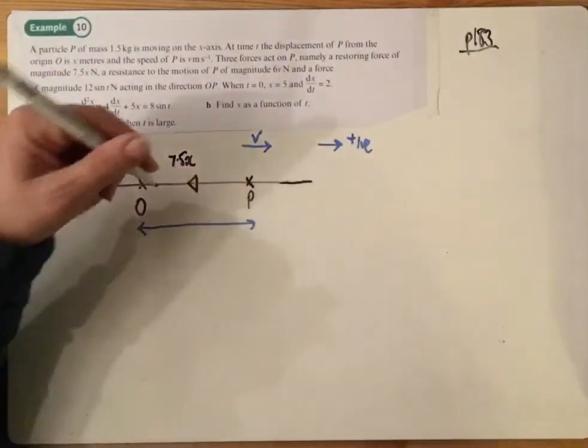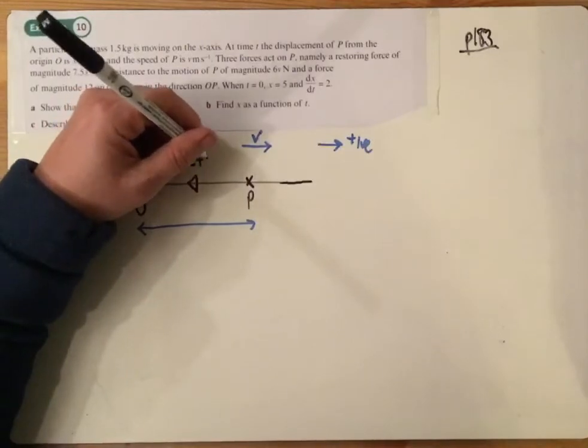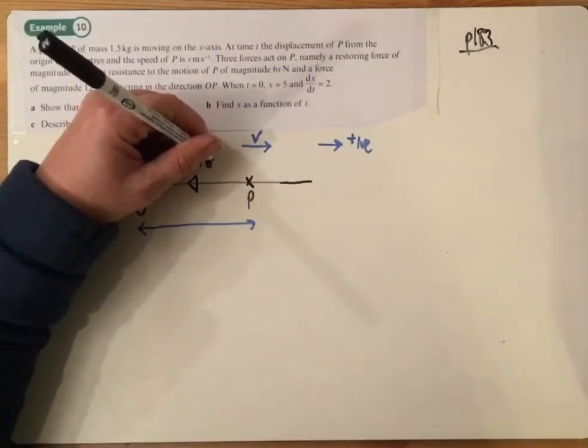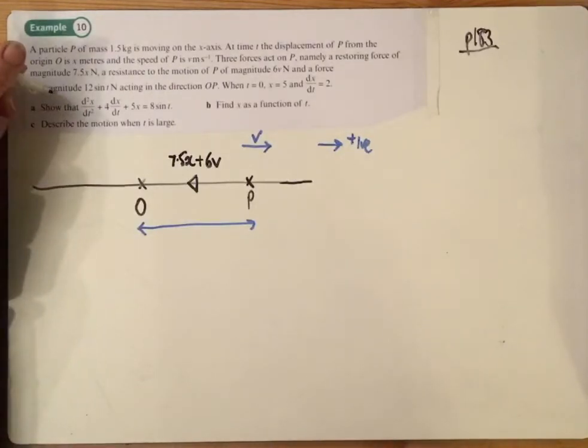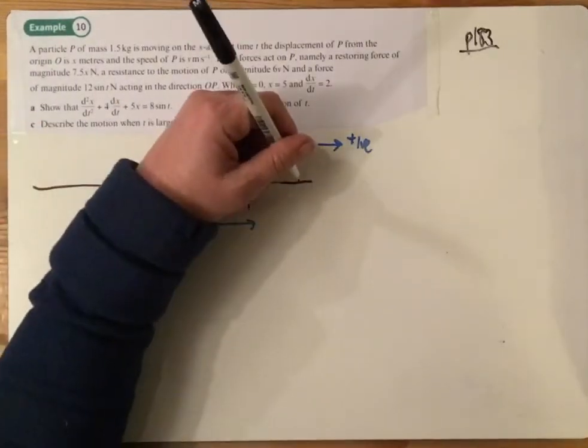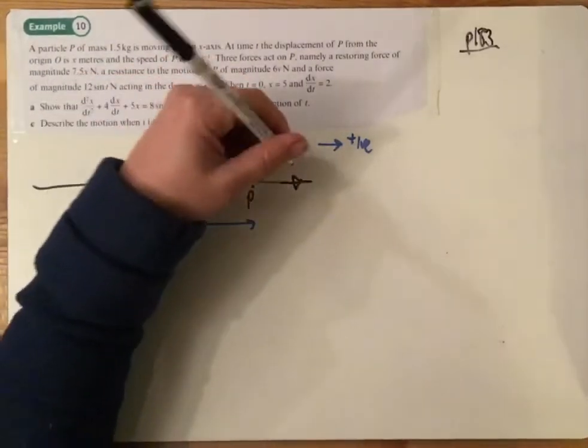A resistance to motion of P of magnitude 6v. So P's going this way, and so plus 6v acting in that direction, and a force of magnitude 12 sine t acting in the direction OP. So that is going that way.